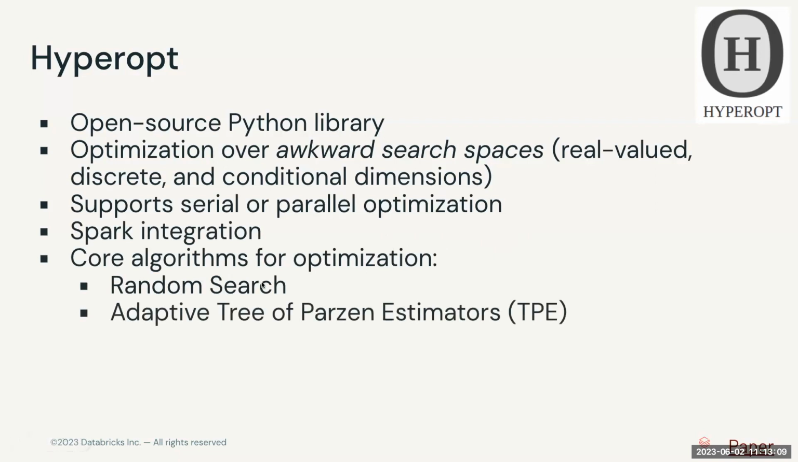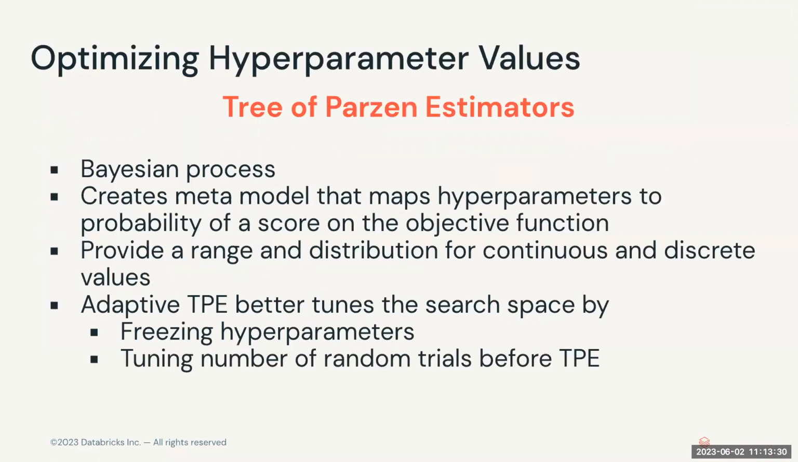And it supports two different things. It supports random search, like we talked about in the past slide, where it randomly selects hyperparameter values. But we also have this adaptive Tree of Parzen Estimators algorithm. And this is the approach that's going to leverage information from previous training runs to inform future training runs. So Tree of Parzen Estimators is a Bayesian process. It creates a kind of model that basically determines the probability that a hyperparameter will be effective. And this may make more sense as we get into the examples.